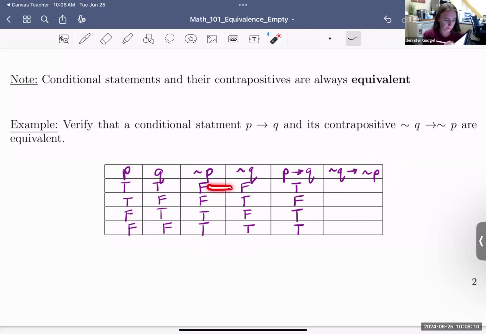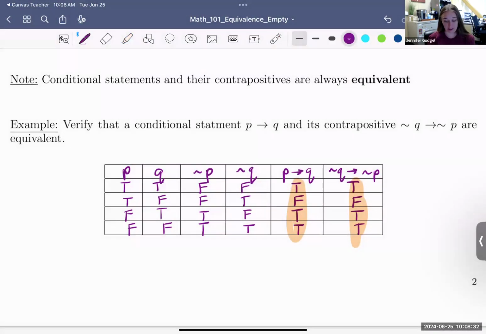So this is false implies false, true. True implies false, that's the one that's false. False implies true is true. True implies true is true. So the secondary one was the only false statement there, which we could have seen coming because once again, we knew these were equivalent statements.